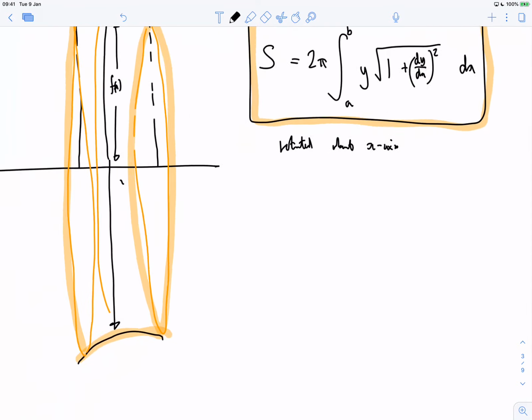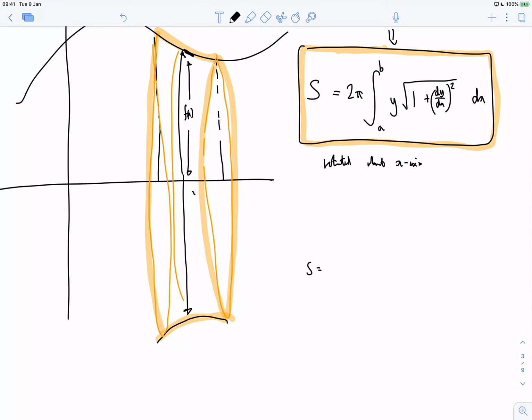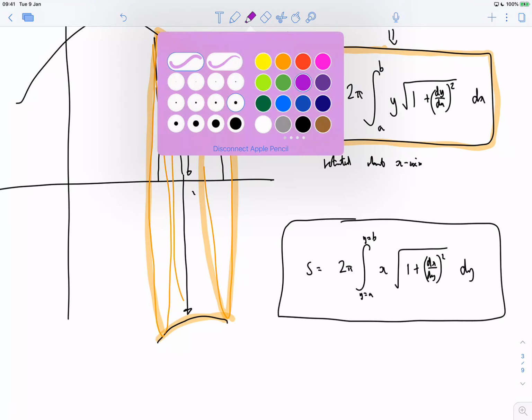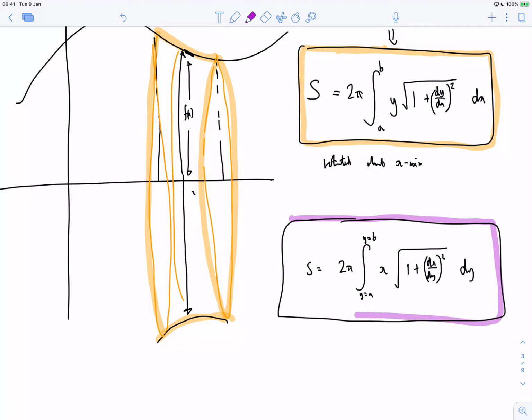Now if I wanted to rotate it about the y-axis, that's quite easy to do. That's just going to be 2 pi, this time between y is b and y is a, and this time it's x, times the square root of 1 plus dx by dy, all squared, dy. All I've done is substituted x for y, and now this designates a rotation about the y-axis by symmetry.